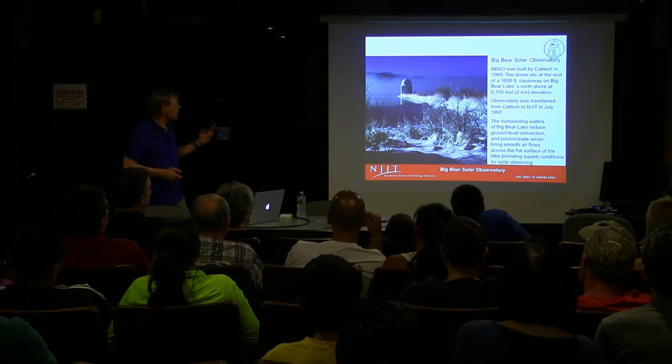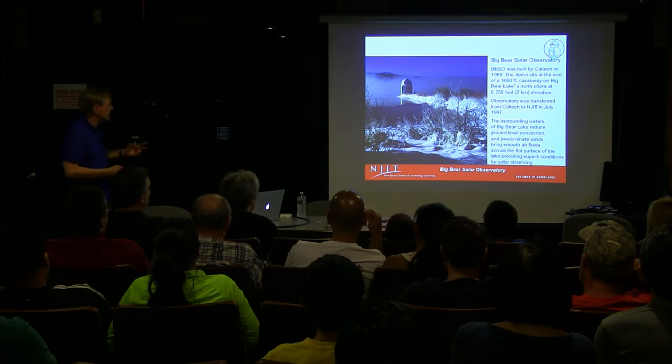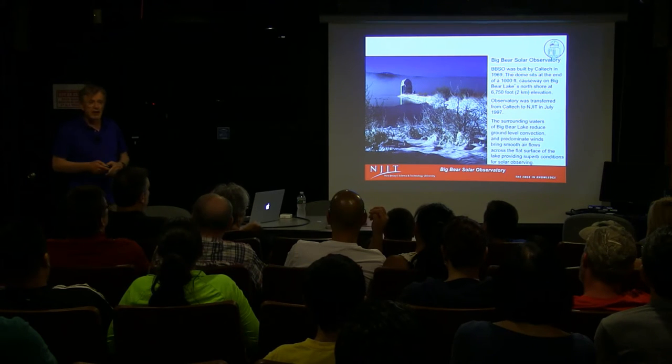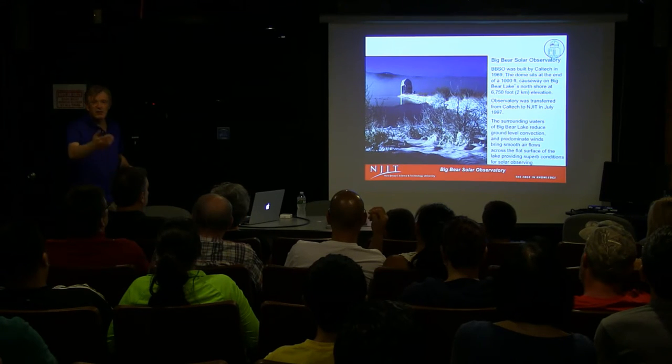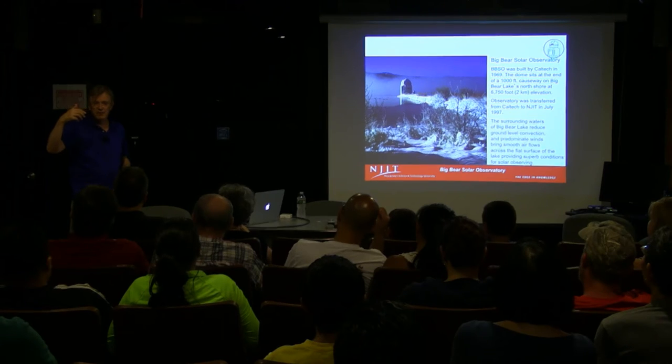Well, okay. This is a picture of the dome of the telescope. It sits out at the end of a 1,000-foot-long causeway in Big Bear Lake. And looking that way is to the west. The wind comes from the west. We have 2 miles of open water to the west of us.